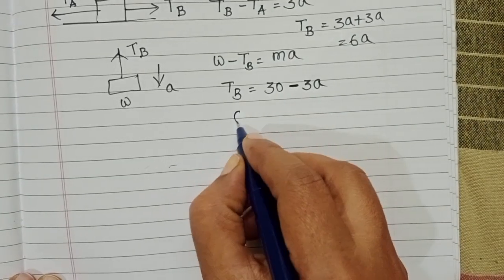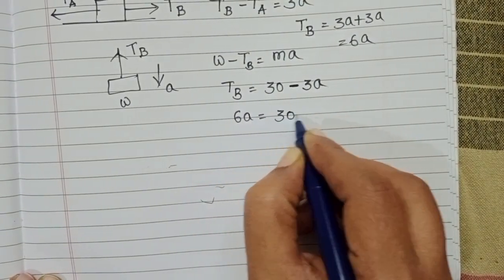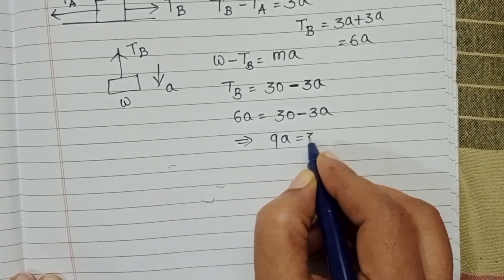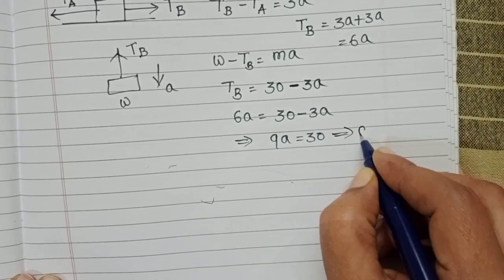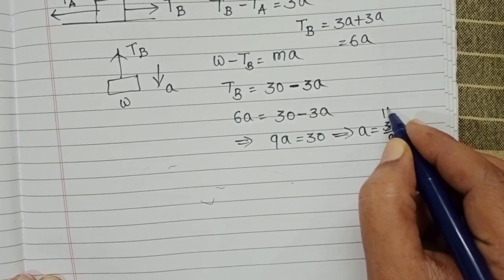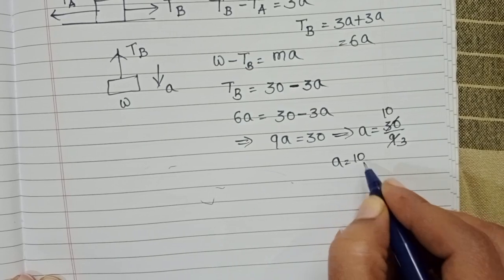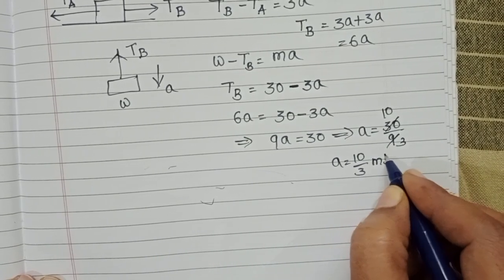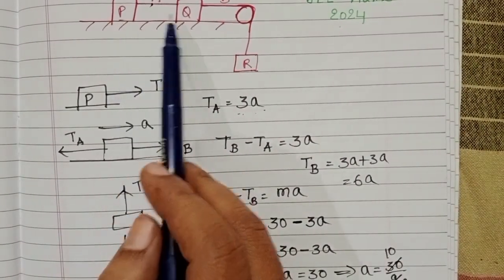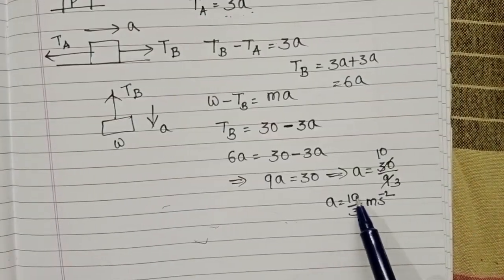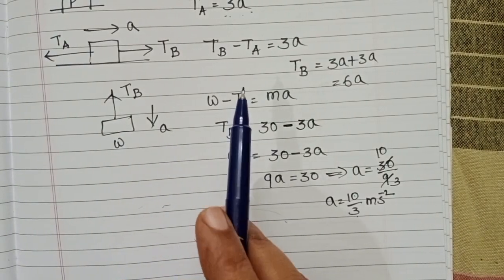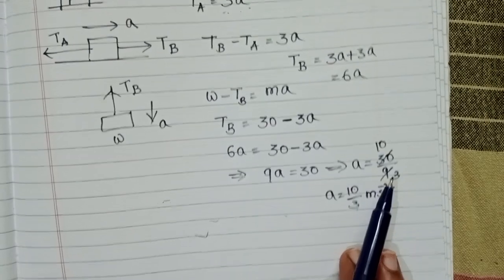Substitute here. 6A is equal to 30 minus 3A. And from this, 9A is equal to 30. And acceleration is equal to 30 by 9. 3 3s are 9 and 3 10s are 30. Acceleration is 10 by 3 meter per second square. So up to here, by using the free body diagrams of these three blocks, acceleration is 10 by 3 meter per second square. Now we want the longitudinal strain of the second wire.